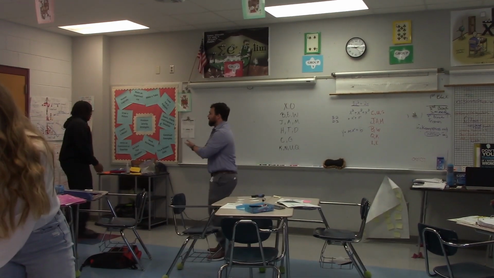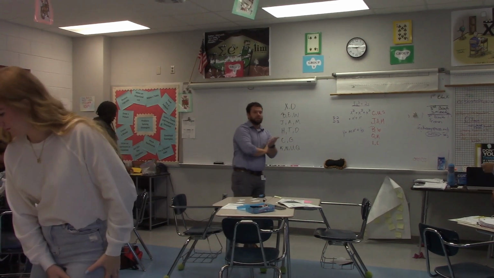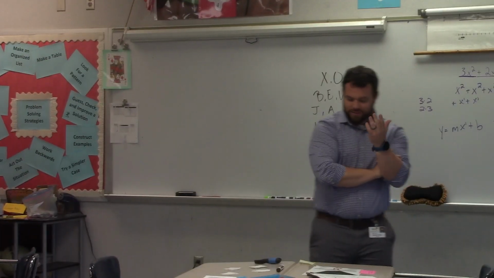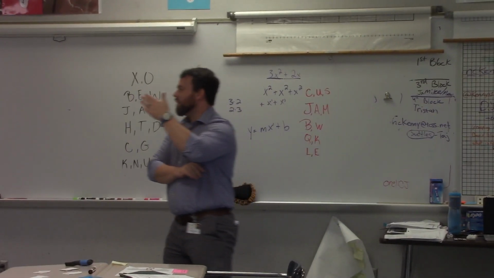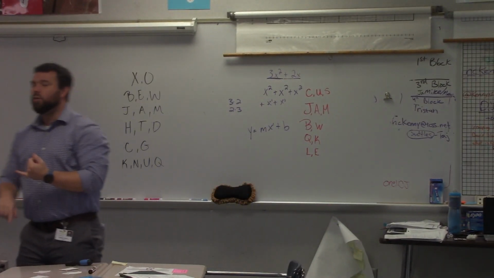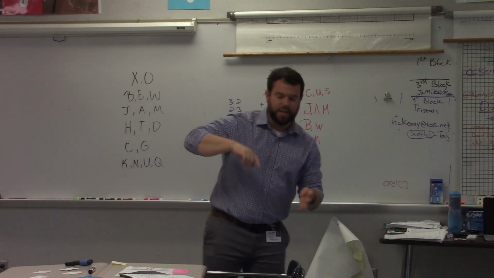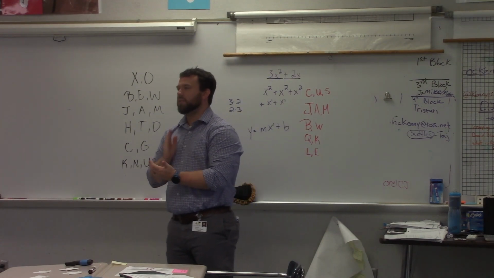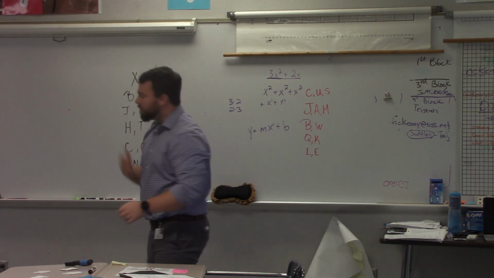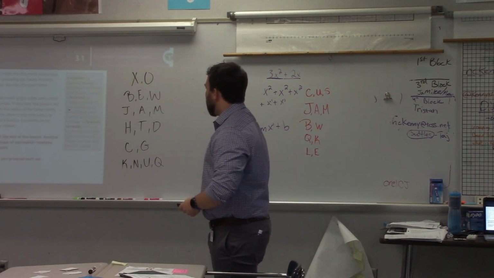Okay, but how do we know when they're equivalent? How do we know when they tell the same story? Same inputs map to the same outputs. It doesn't matter whether it's an equation, a table, a verbal representation, or a graph. If they're equivalent, the same inputs map to the same outputs. And there's lots of ways to check it. I'm going to talk through a couple of these in a second.